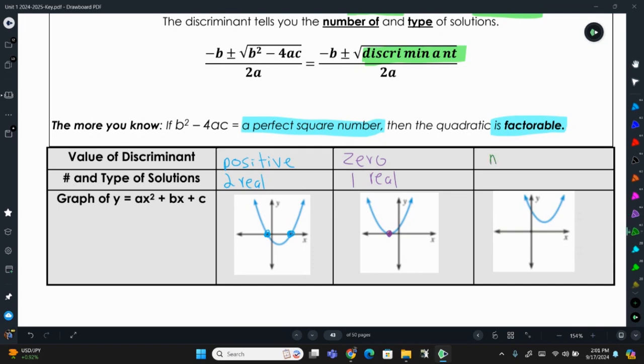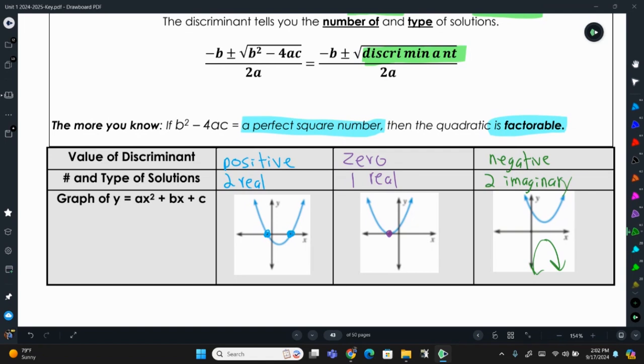And if the value of the discriminant is negative, then there are two imaginary solutions. And you see that this graph does not touch the x-axis at all. Now, these graphs are all oriented upwards. This would also be the case if they were reflected down. If you don't touch the x-axis, that means you have no real solutions.